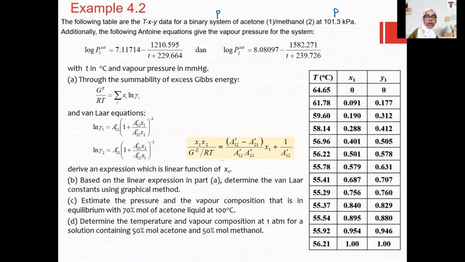The third is to estimate the pressure and vapor composition that is in equilibrium with 70% mole acetone in the liquid. So acetone is component 1, liquid, that means it is denoted by x1 equal to 0.7 at 100 degrees Celsius. The last question is to determine the temperature and vapor composition at 1 atm for a solution containing 0.5 mole of acetone and 0.5 mole of methanol.